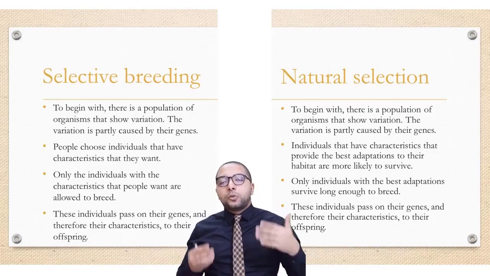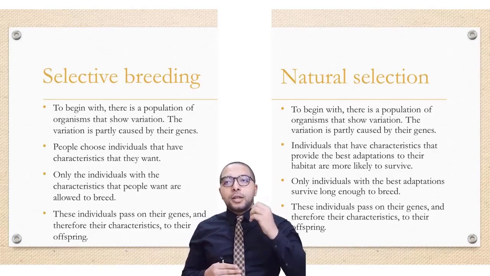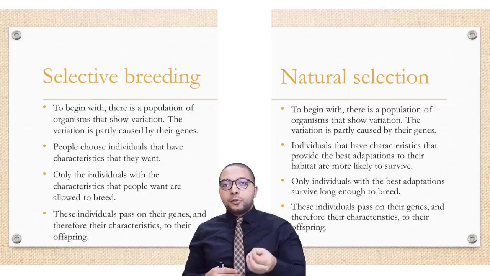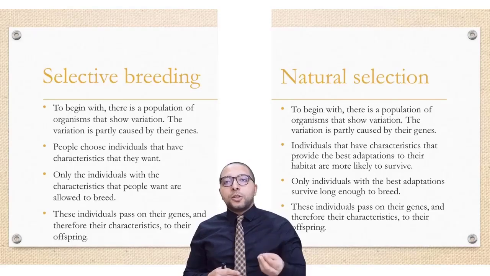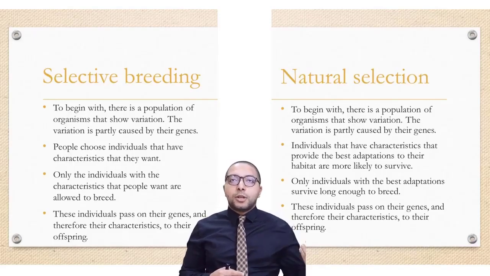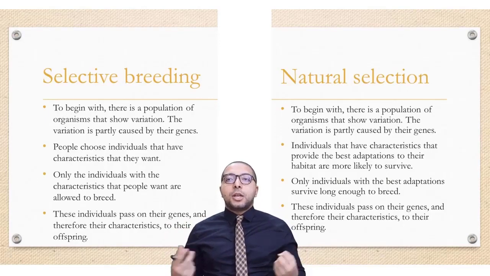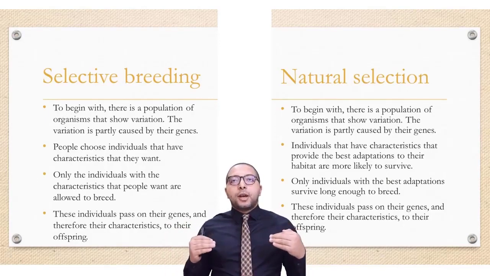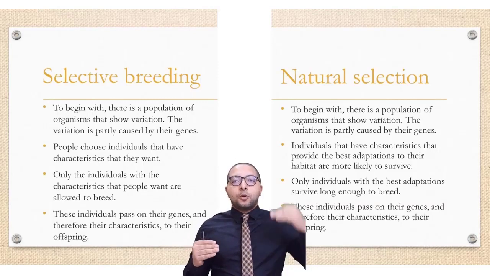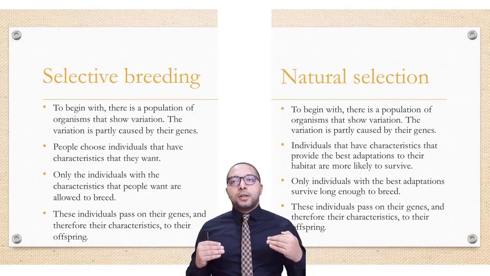At the end of both processes, the individuals of the species are going to have a favored feature. This feature is decided either by humans in selective breeding or by natural selection in the case of nature. So we have a characteristic on both sides. On one side humans are deciding, on the other side nature is deciding.